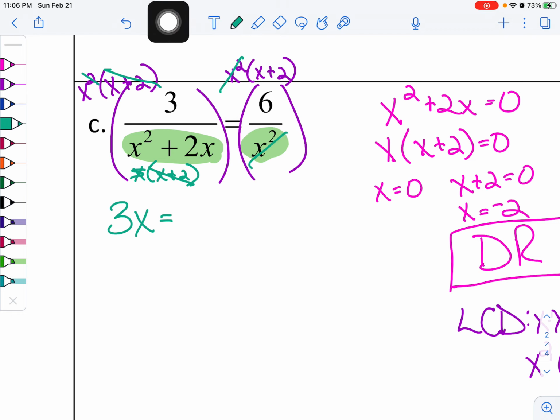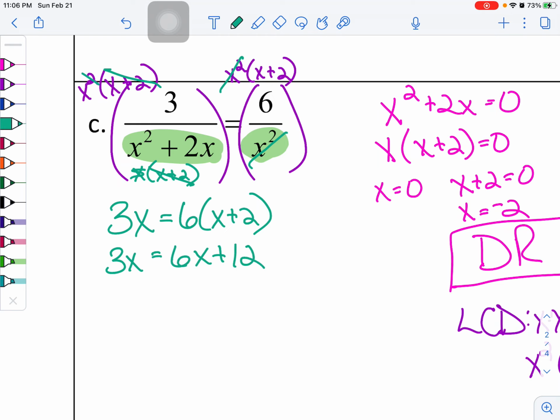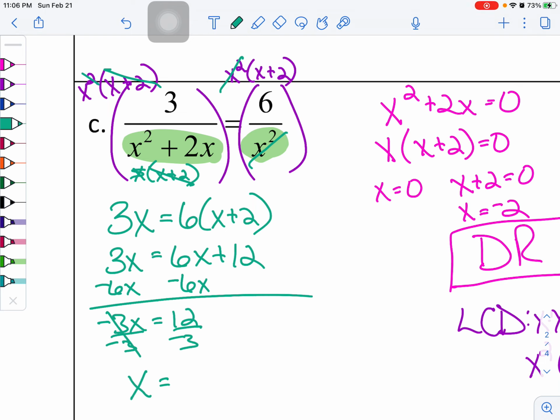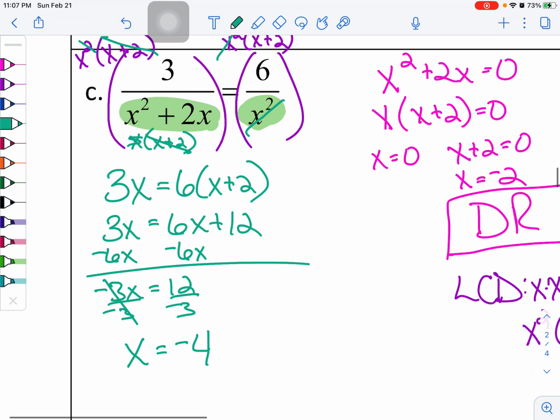So this is going to equal, now this x squared can completely take out this x squared. So that would be 6 times x plus 2. I'm going to solve this. So 3x equals 6x plus 12. Let's go ahead and subtract 6x from both sides. So negative 3x equals 12. Divide both sides by -3. x is equal to -4.